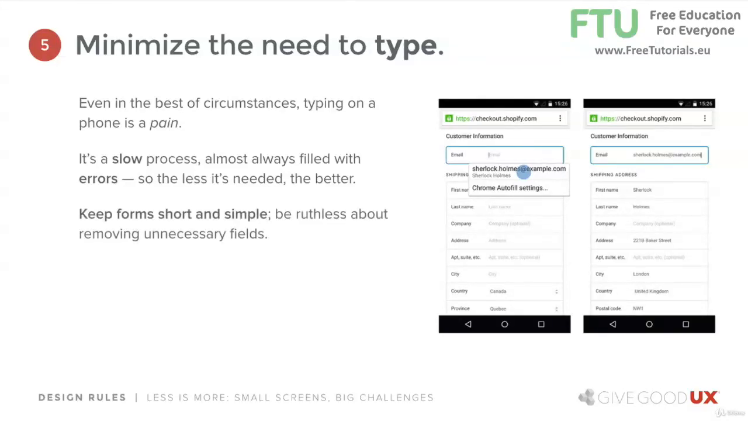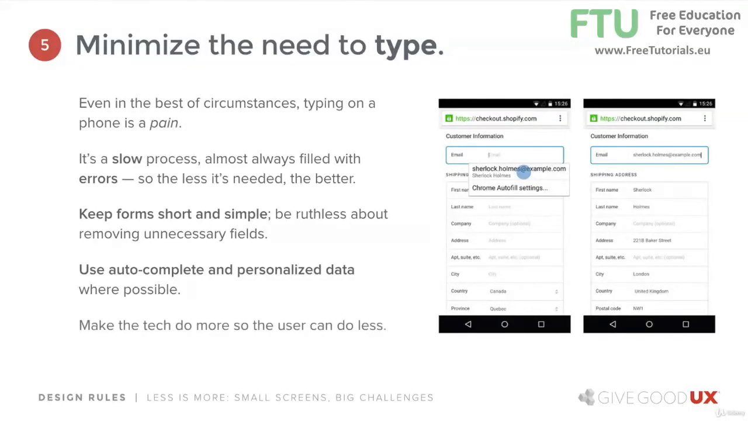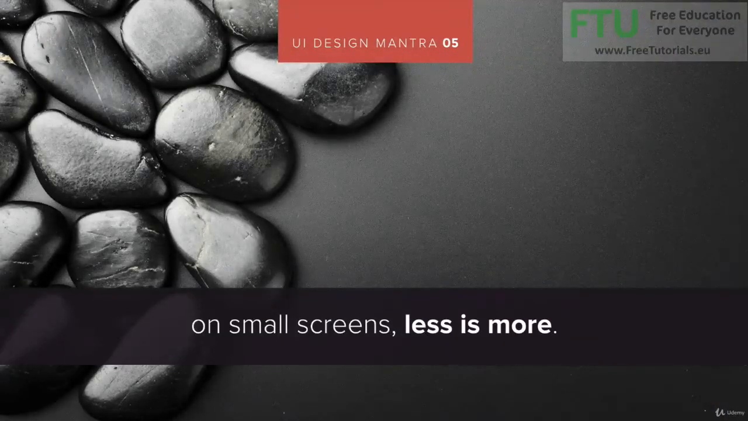That means you keep your form short and simple. It means that you're ruthless about removing unnecessary fields. It means you use autocomplete and personalized data wherever possible. The app remembers who you are, what you did. If you do something all the time, it should remember those things as well. You want to make the technology do more so that the user can do less. So UI design mantra number 5, as part of our little introductory segment here, is on small screens, less is more.